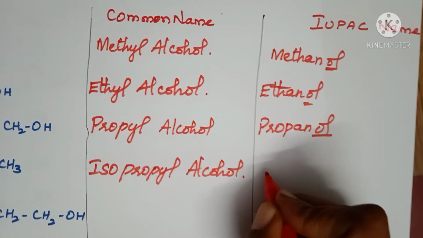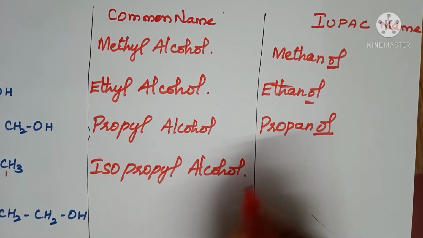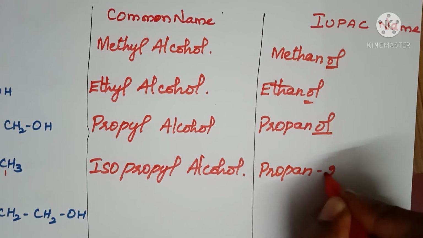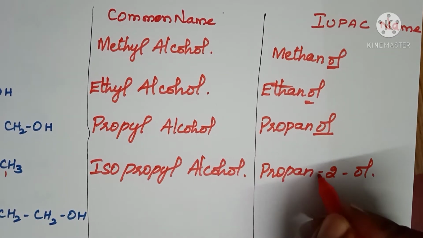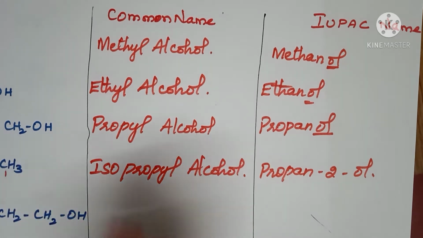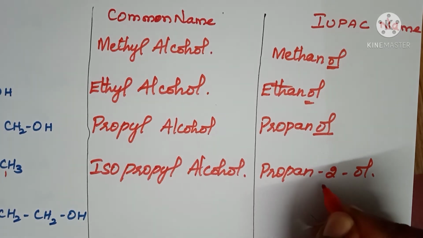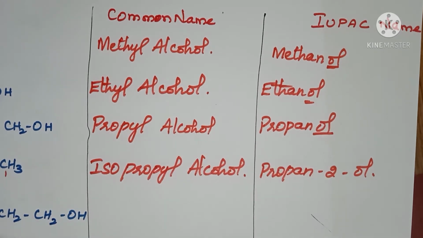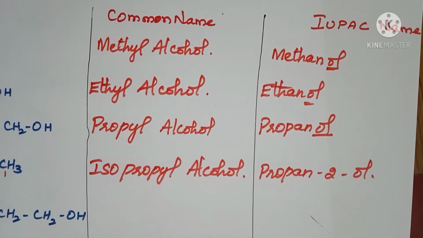Now what is the IUPAC name? See, the functional group starts here, so number 1, 2, 3. Propane, 2-ol. The OH group is attached on the second carbon. This is a single bond only, there is no double bond, so ANE only will come, alkane. So propane, you just remove the E, and in that place OL will be attached, at carbon number 2. So propane-2-ol. That is the way you have to number.